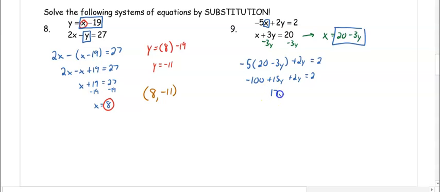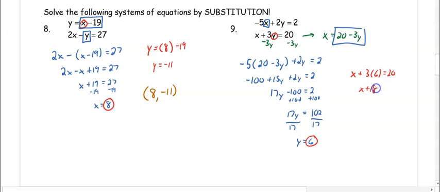We combine our y's, we get 17y minus 100 equals 2. We can add 100 to both sides. 17y is equal to 102. When we divide both sides by 17, we get that y equals 6. So now we can take 6 and substitute. I'm going to substitute this time into the second equation. So x plus 3 times 6 equals 20. We get x plus 18 equals 20. We can subtract 18 on both sides, so x equals 2. So our ordered pair here would be (2, 6).